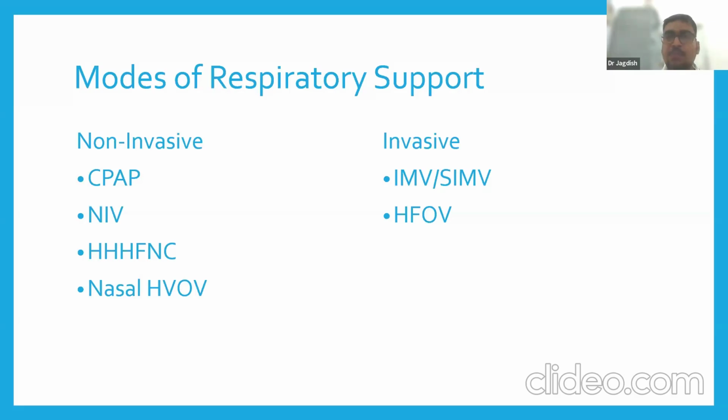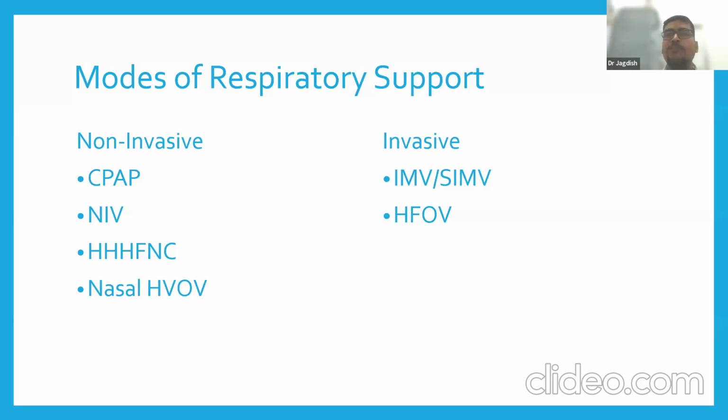Then the last, the CPAP, which is actually the best choice in the NICU nowadays in a baby with respiratory distress. So what are the things you need to set? Three things we need to set in a CPAP. One is the flow, second is the FiO2, and third is the CPAP pressure.